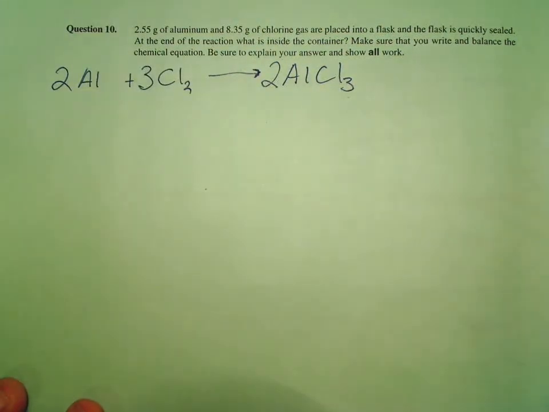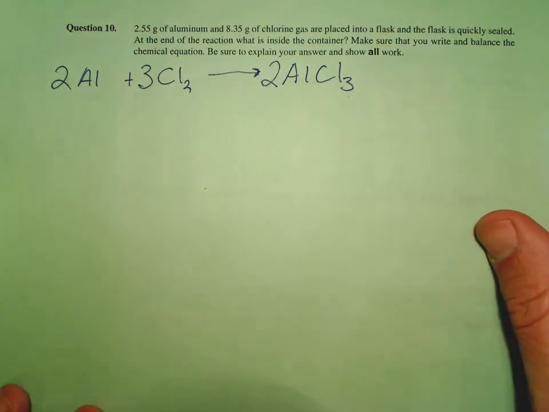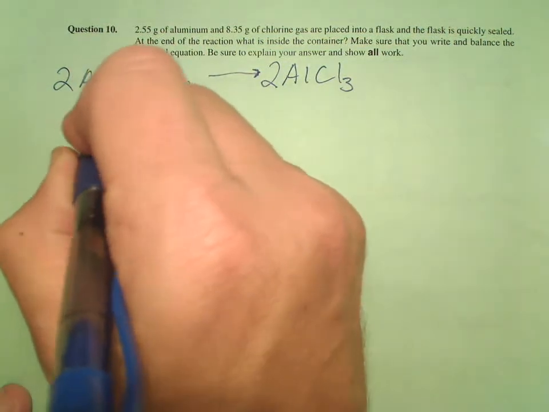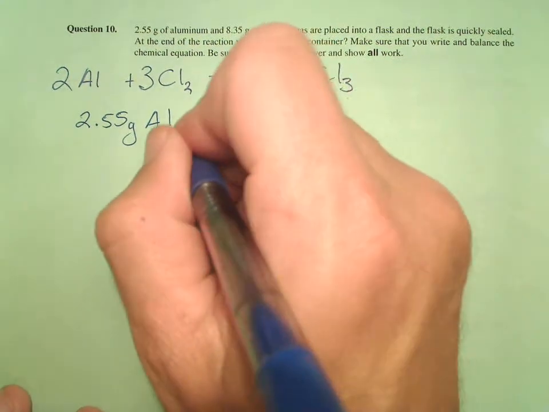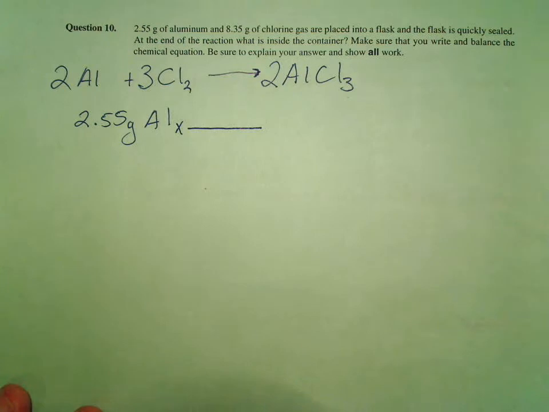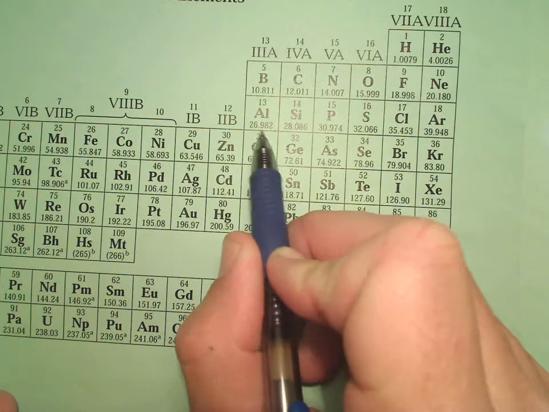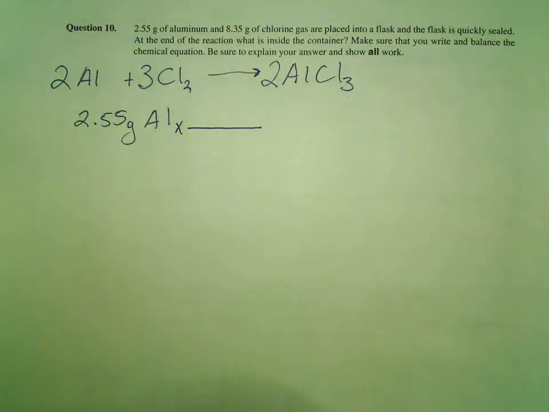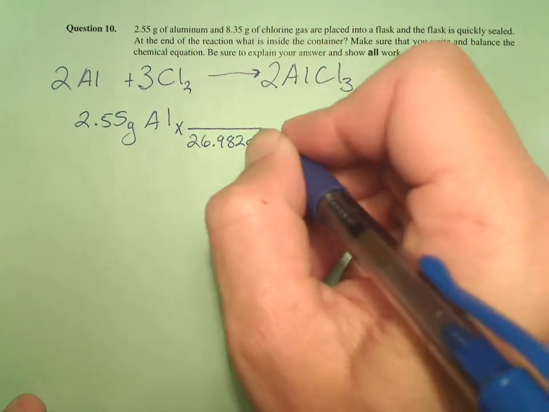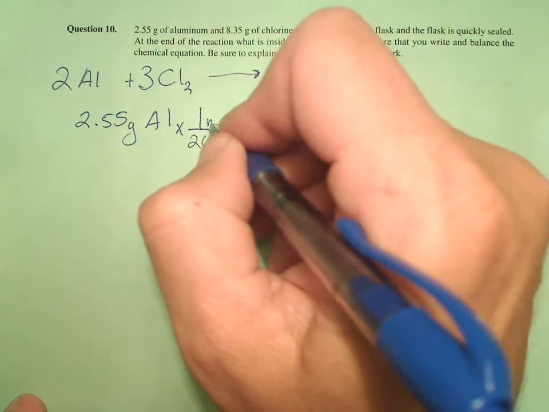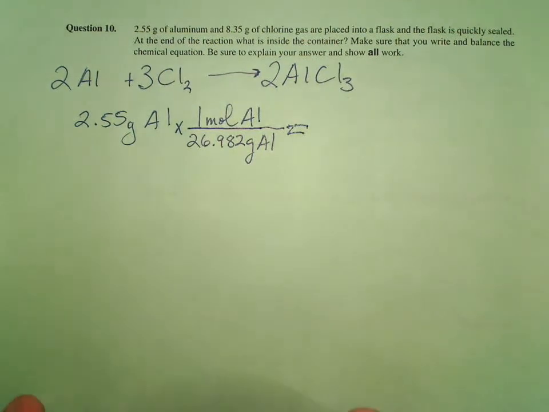Now, all limiting reactant problems, the way you want to do them, is first figure out how many moles of each reactant you have. So I have 2.55 grams of aluminum, unless you're English, then you say aluminium. And I need to find a gram-mole relationship. So I know, where's aluminum? 26.982 grams of aluminum is 1 mole of aluminum. And that's what we're doing there. Figure out how many moles of aluminum.